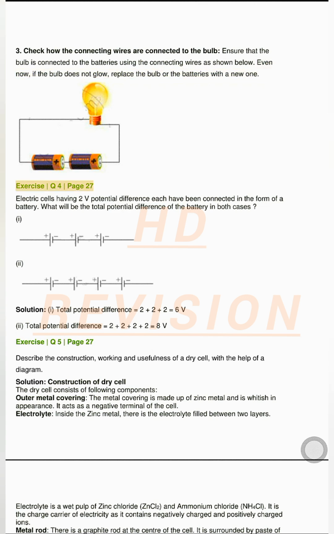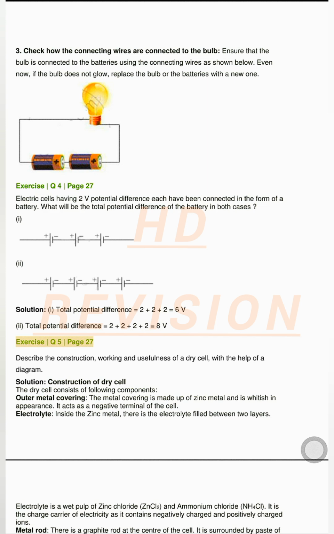Exercise Q4, page 27. Electric cells having 2 V potential difference each have been connected in the form of a battery. What will be the total potential difference of the battery in both cases? Solution. (i) Total potential difference equals 2 plus 2 plus 2 equals 6 V. (ii) Total potential difference equals 2 plus 2 plus 2 plus 2 equals 8 V.